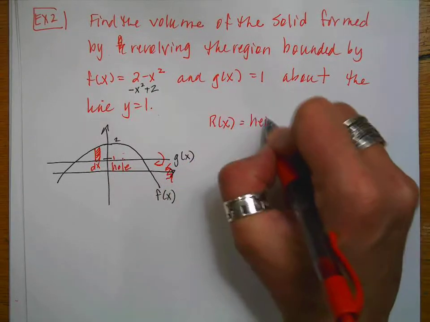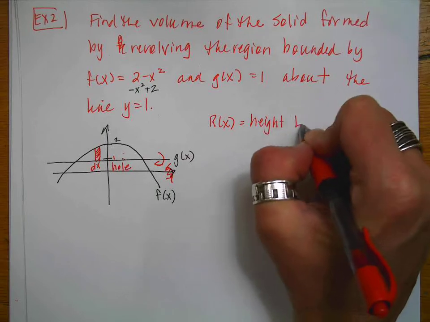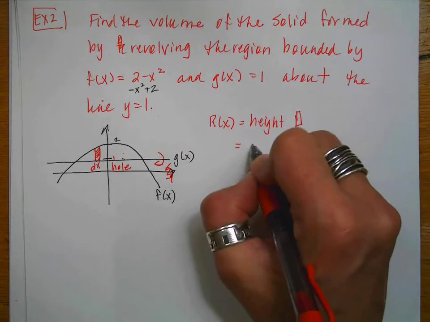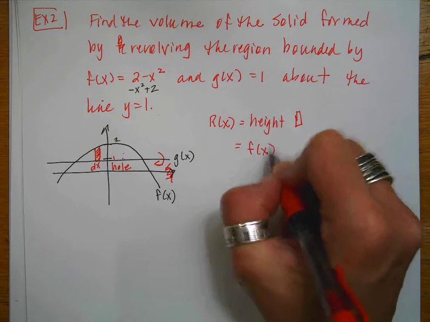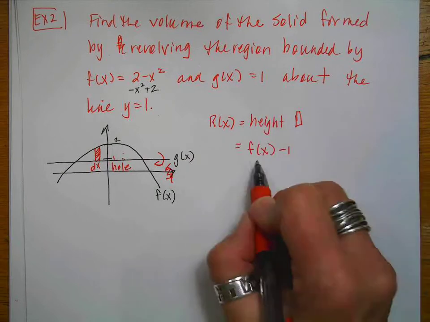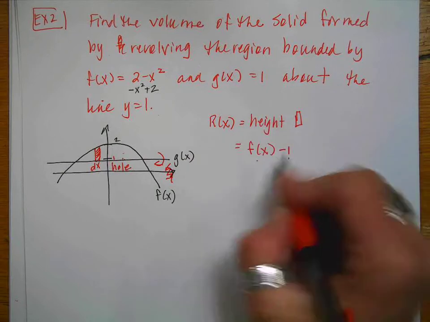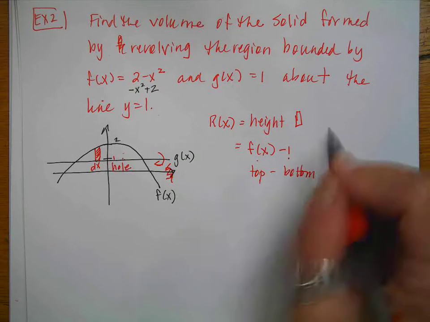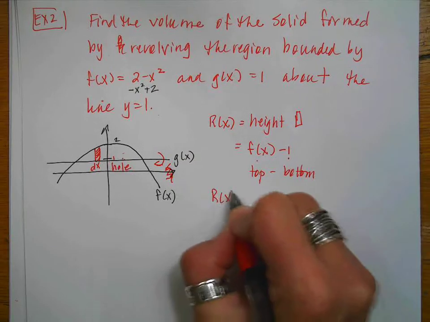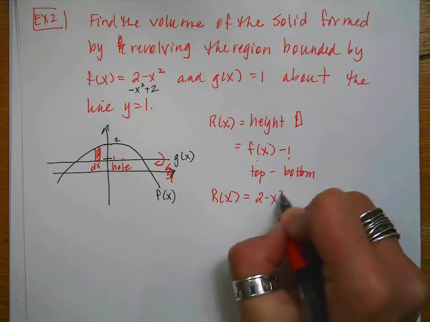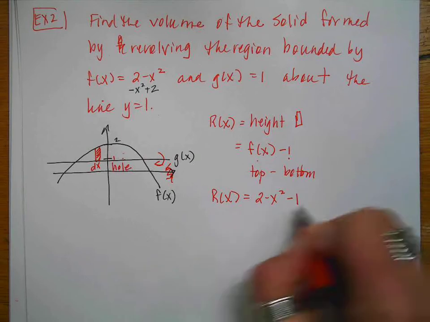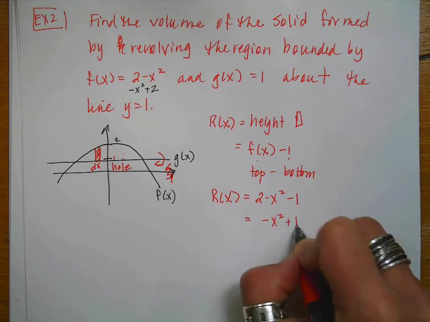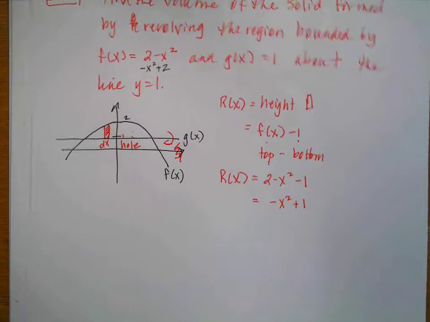So R of x, if you'll remember, is the height of my representative rectangle, and that's going to be my f of x minus 1, top minus bottom. Okay, so this would be the top, and this is the bottom. So then my R of x is going to equal 2 minus x squared minus 1, and if I clean that up, I'm going to get negative x squared plus 1.